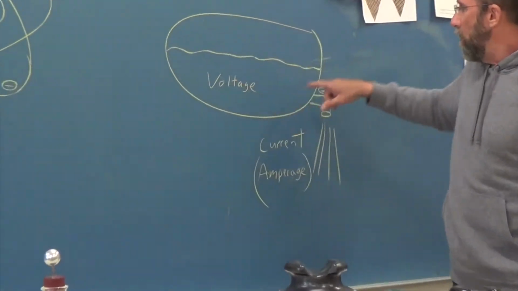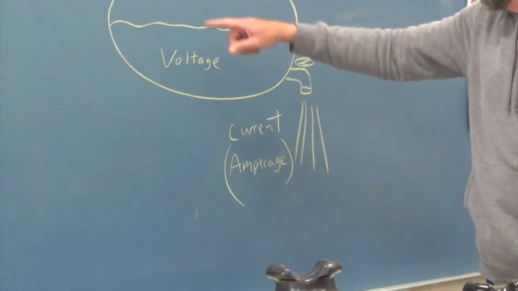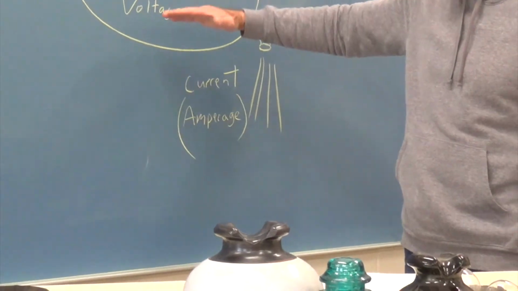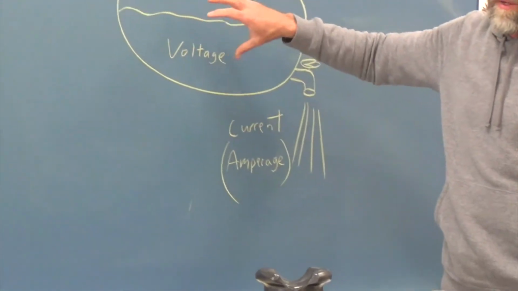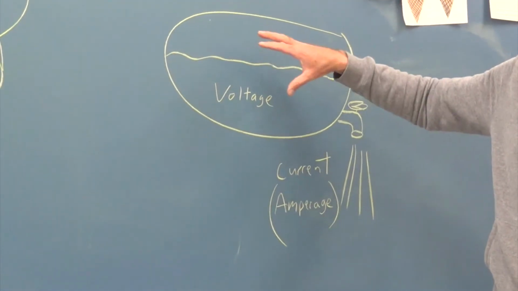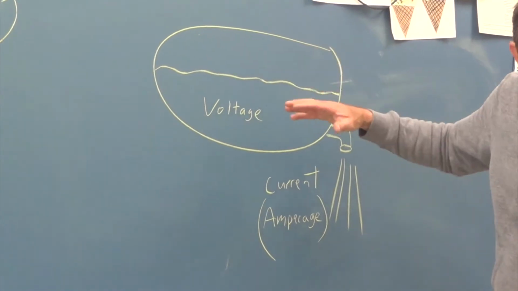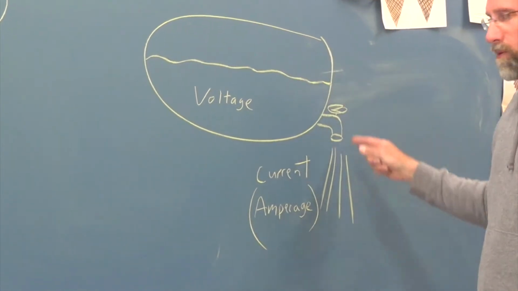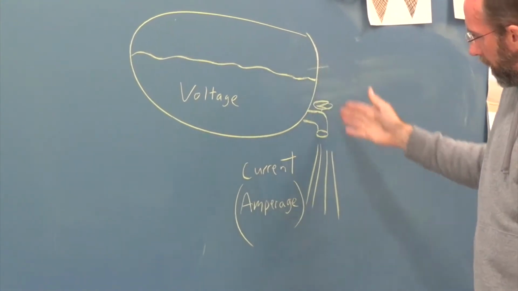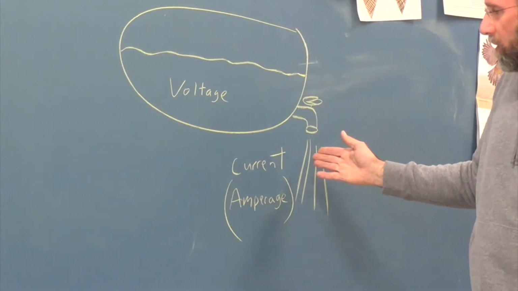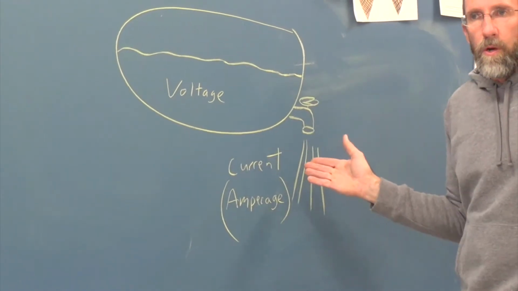So if you have a tank of water like this, you have a certain amount of water in that tank. That's your supply, that's your voltage. It's static, it's not moving anywhere, just like in the battery, until you allow it to flow out. That's when you get your flow of electricity, and that's when you get your work out of electricity.